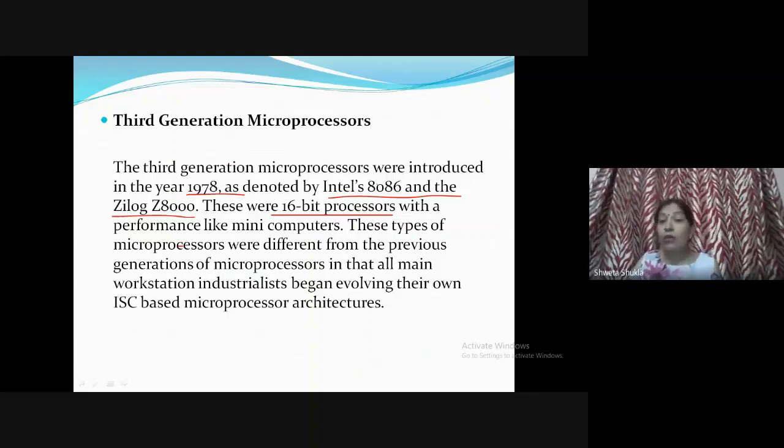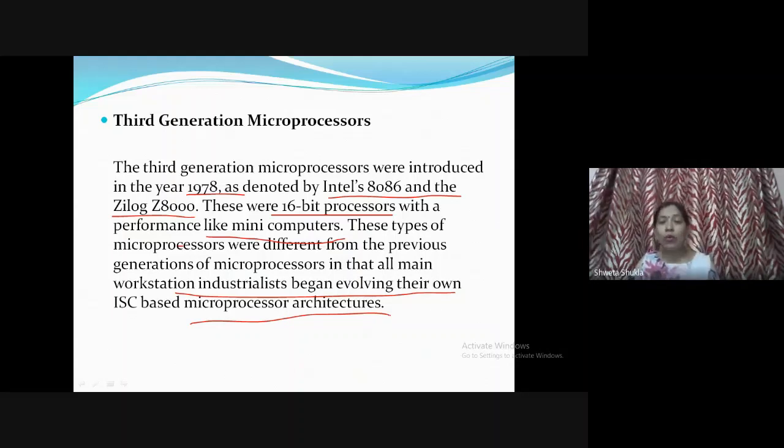Remember this thing. Now what happens? They actually started performing like a minicomputer. This is the main thing of a third generation microprocessor. So always remember that in this, the workstations and industries began evolving their own RISC based microprocessor architectures. That means by the time the third generation came into existence, every company, every industrialist started their own RISC based microprocessors. They started the architecture of those microprocessors. Okay, so there are many companies which came into existence up to the third generation microprocessor.